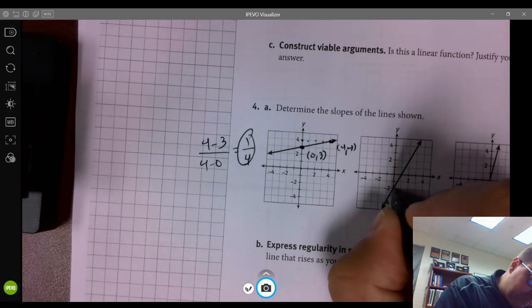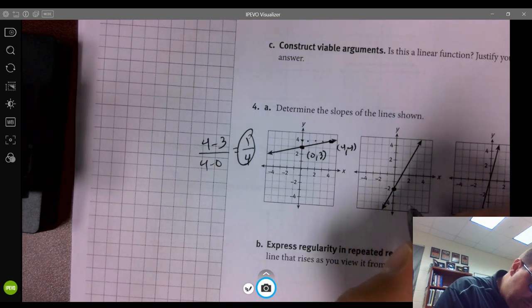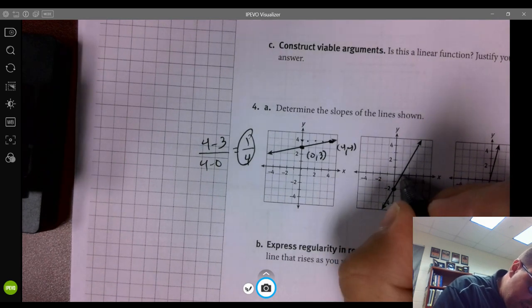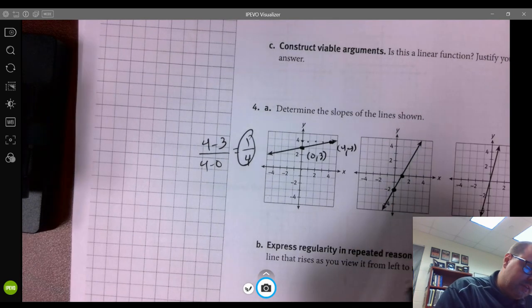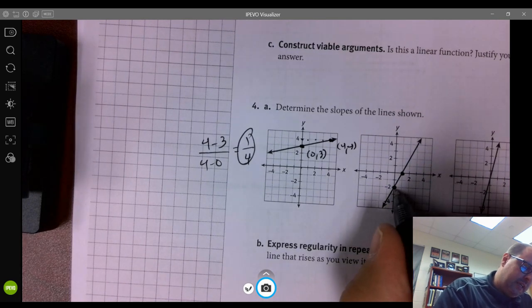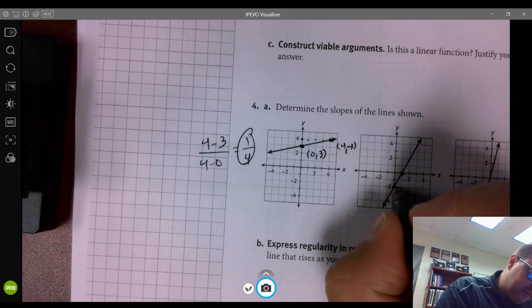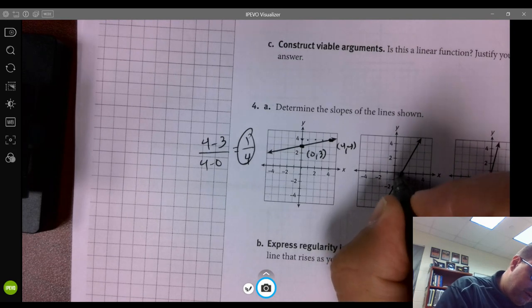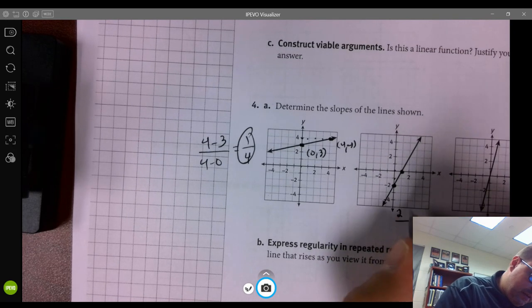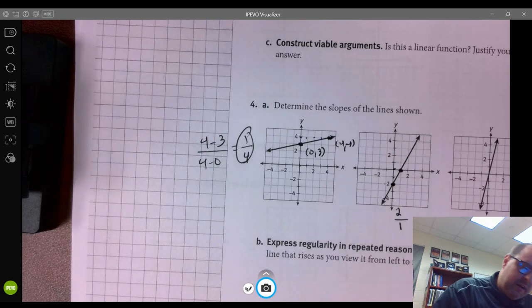So same idea with this one. I could say, all right, here's a point that it crosses, and it looks like here's another point that it crosses. So instead of going and saying this is 0, negative 2, this is 1, 0, I could say, all right, I went up 1, 2, and my run is 1.